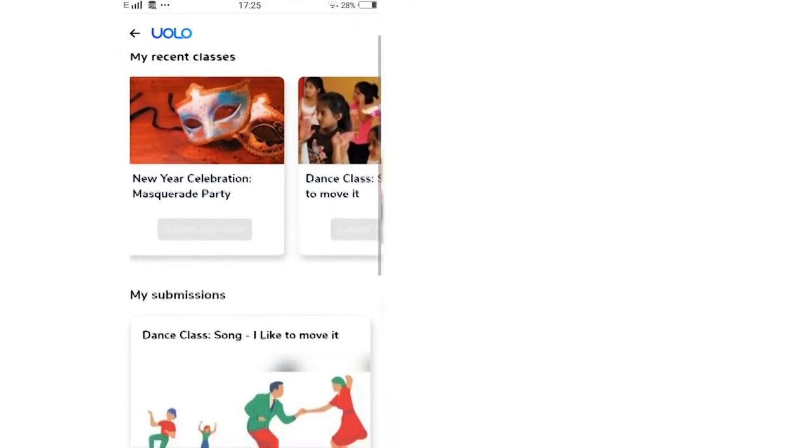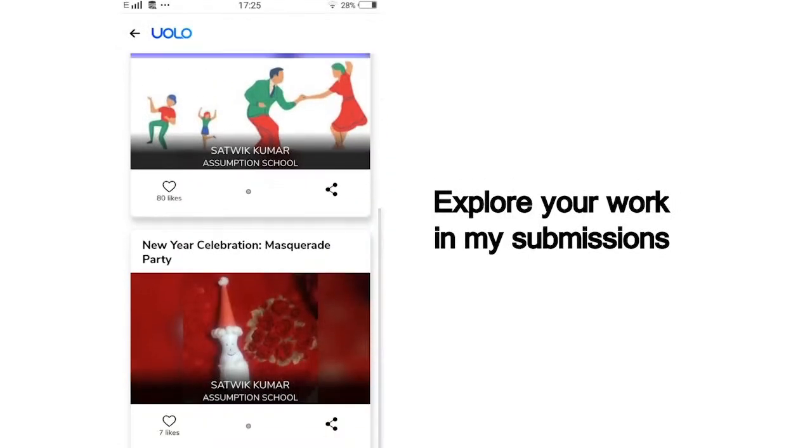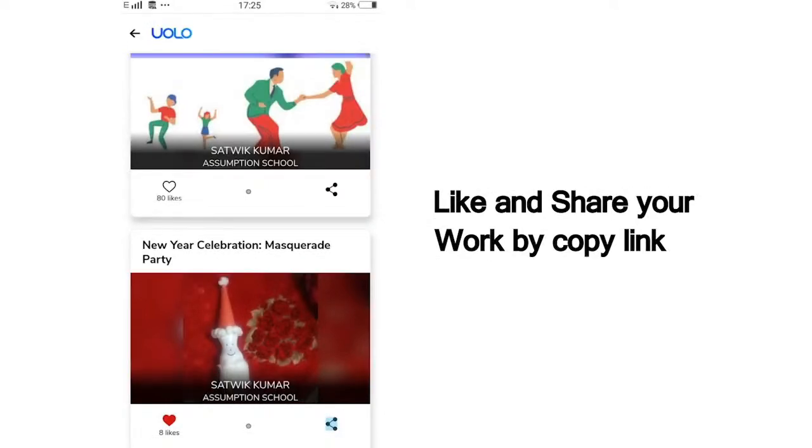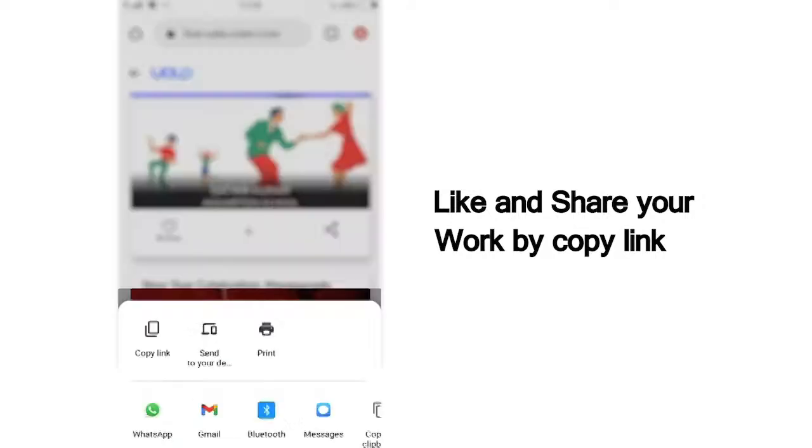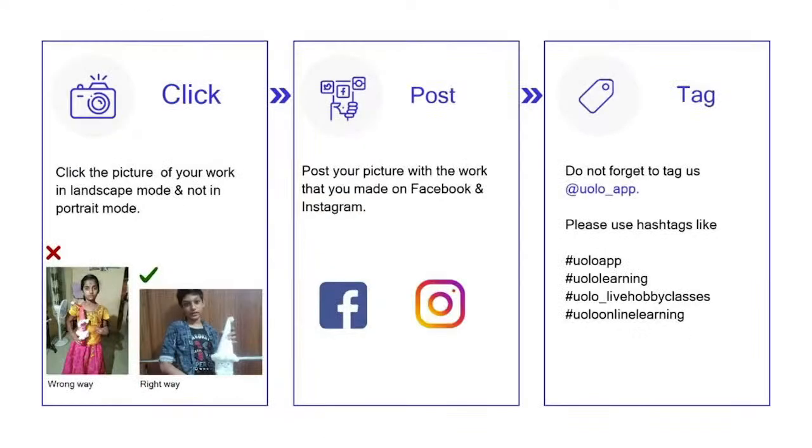You can scroll down and view all your past submissions and see how many of your friends or peers have liked your work. You can also see others' work and like their work to inspire your friends. If you want to showcase your work on social media, that too is very simple. Click on Share, copy the link, and post it on Instagram or Facebook or any other platform of your choice.